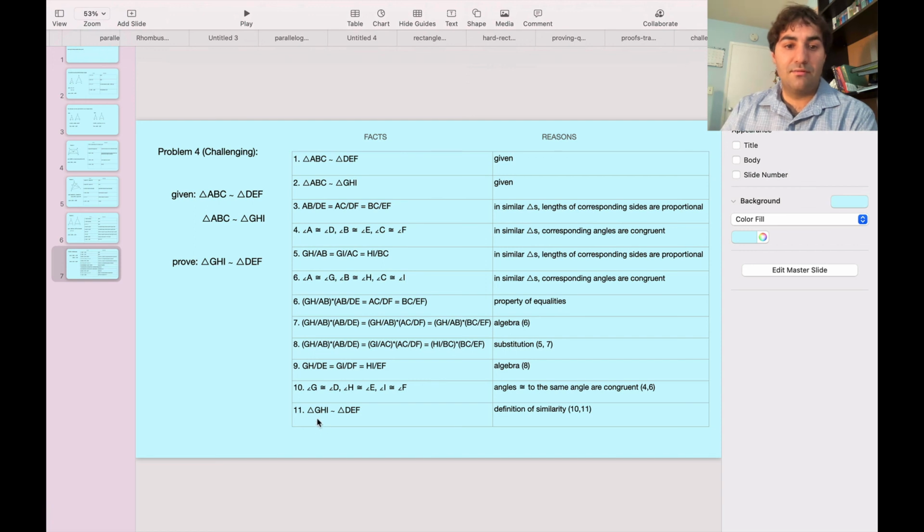And we could double check, right? Let's match up the corresponding sides. GH matches up with DE, right? GI should match up with DF. HI should match up with EF. And then G should match up with D, H should match up with E, and I should match up with F. So that finishes my second tutorial on similarity.